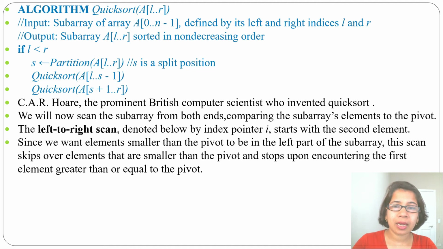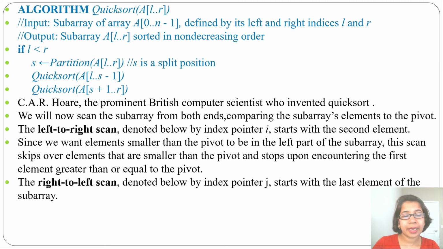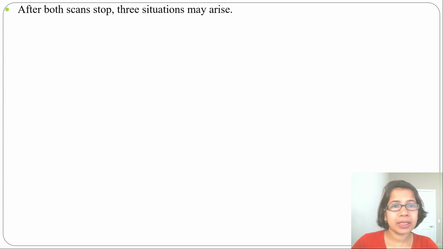Next, the right to left scan. In the right to left scan, we'll skip all the elements which are greater than the pivot and stop when we find any element which is less than or equal to the pivot. We can use an index pointer j. From left to right we use I, from right to left we use j. The left to right scan stops if we find an element greater than or equal to the pivot, and the right to left scan stops at the first element smaller than or equal to the pivot. After both scans stop, there are three cases.